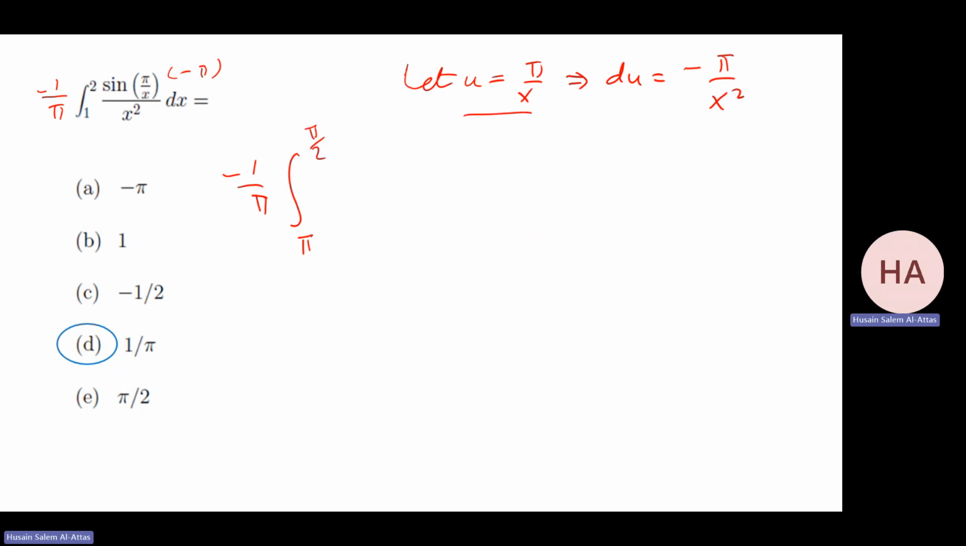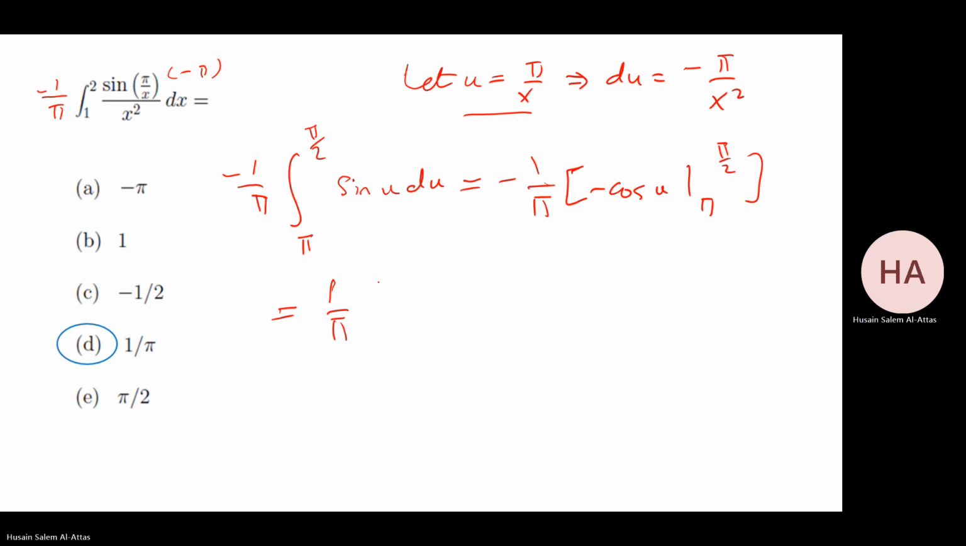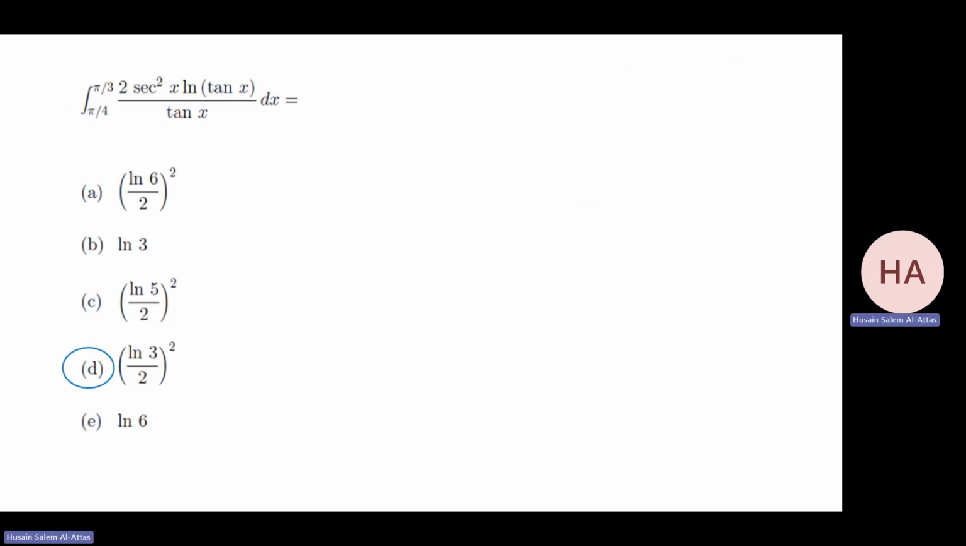I changed the coding to this. So I have sine u du. That gives me minus 1 over pi of what? Minus cosine u, from pi to pi over 2. That gives me minus times minus, that will be 1 over pi. Now cosine pi over 2 is 0. Cosine pi is minus 1. So the answer is 1 over pi, which is this one. Okay. This one, very clear.